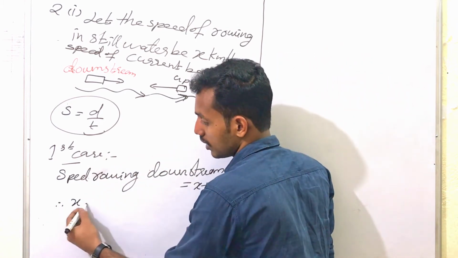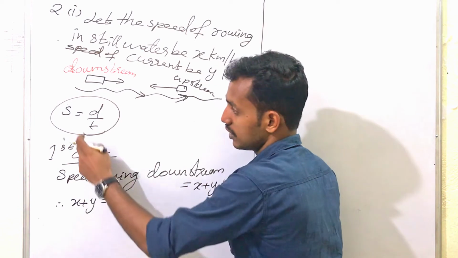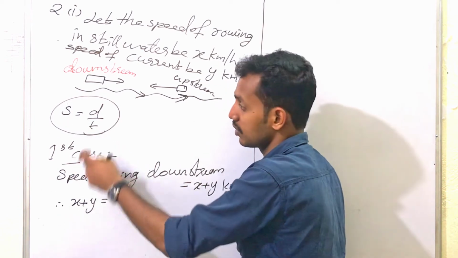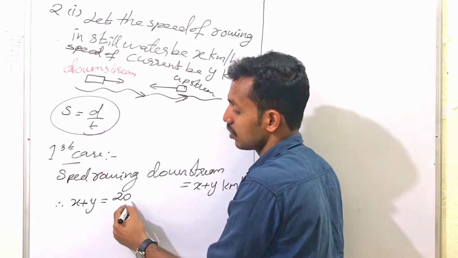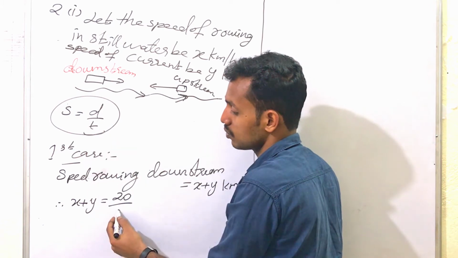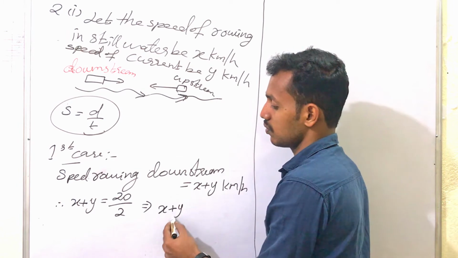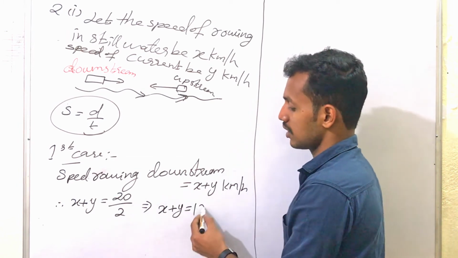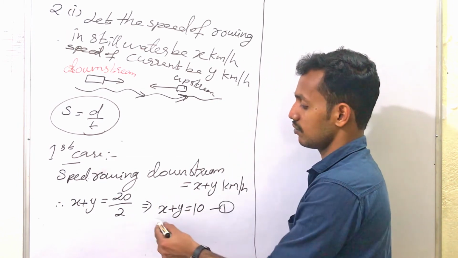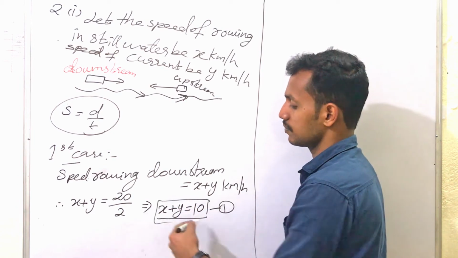Therefore, x plus y is equal to speed, that is distance traveled, 20 kilometers, divided by time, which is 2. This implies x plus y is equal to 20 by 2, which is 10. Equation number 1. We have got the first equation.